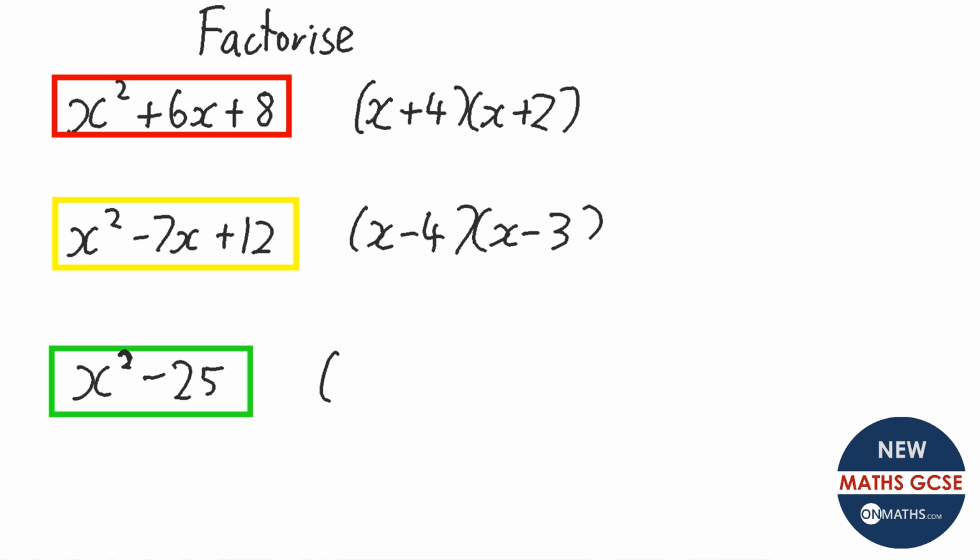Okay, the last one. Now this you've just got to remember that it's always going to be x plus a number, x minus a number, and that number will be the square root of that number. So 5 times 5 is 25. So it's going to be x plus 5, x minus 5.